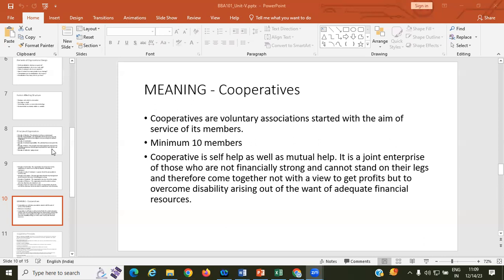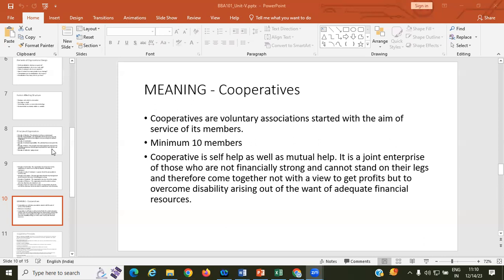Whoever is weaker in that group or weaker section of society, they join hands together. They form a society, register it, and pool whatever money they have. Whatever the intention, whatever the motive they have, they execute it by contributing their own money. That is the meaning of a cooperative society.